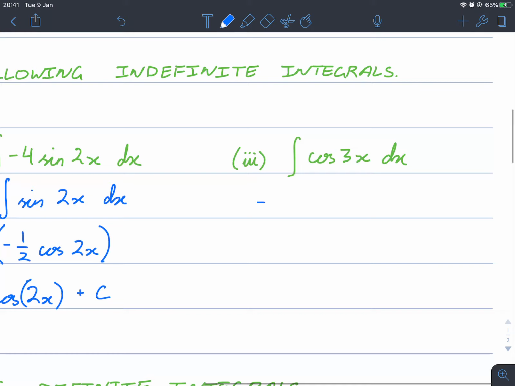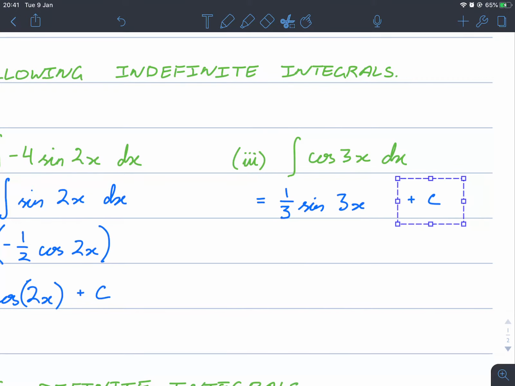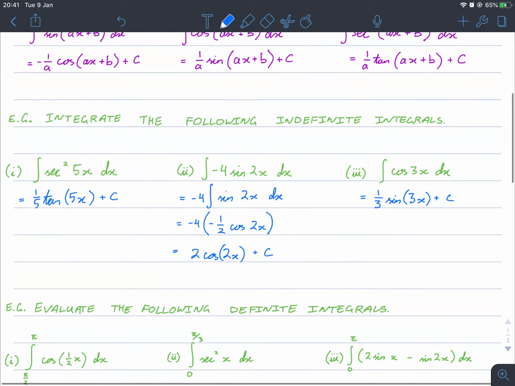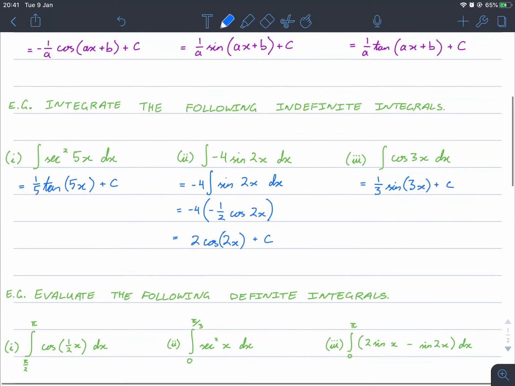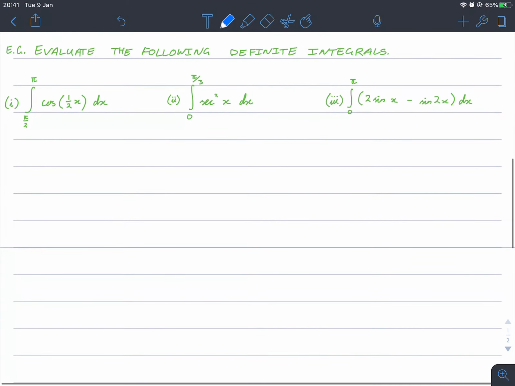This last example is very straightforward. We have cosine. The integral of cosine is just sine 3x dx. And once again, always dividing out by the coefficient shown here. And lastly, always adding that plus c at the end of an indefinite integral. So these are indefinite integrals. Let's move into our definite integrals here.